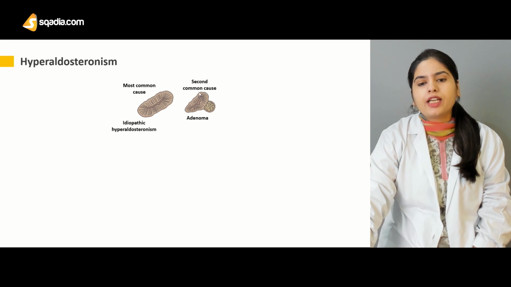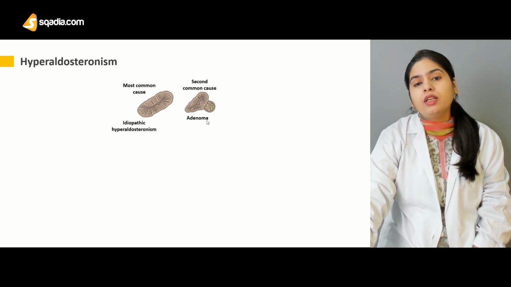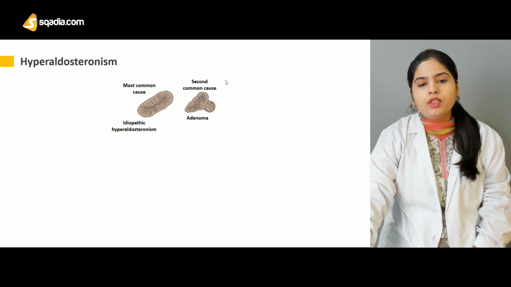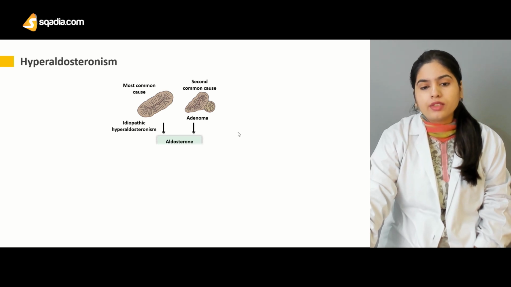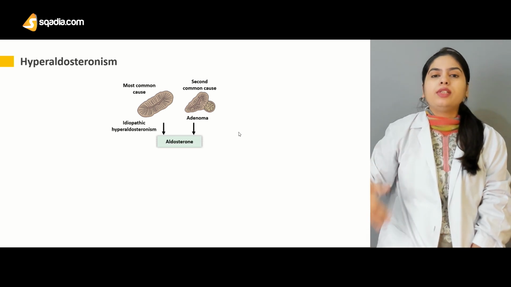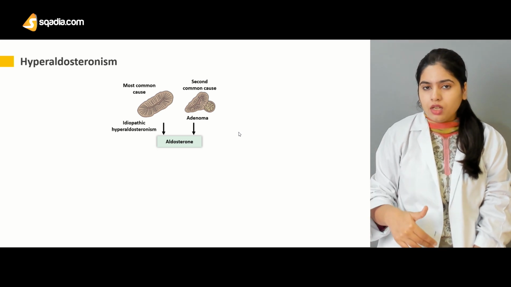Now, the second common cause is the adenoma. As I told you, there can be an adenoma of the adrenal cortex. Now, this can be unilateral or there can be a bilateral adenoma that can lead to hyperaldosteronism. Now, whatever the cause is, whether it is idiopathic hyperaldosteronism or an adenoma of the adrenal cortex, all of these things are going to increase the level of aldosterone in the body.